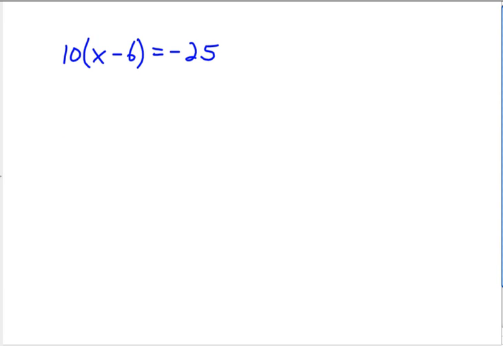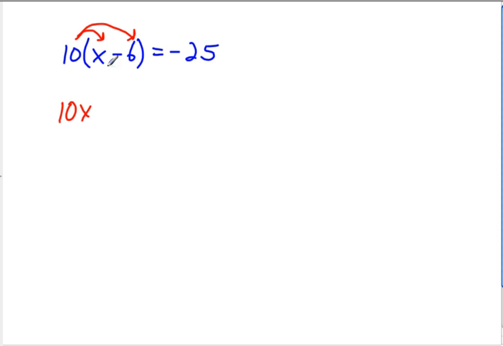So now we have a similar situation. This 10 needs to be distributed to the x minus 6 before we can start eliminating the 6 and the 10. So first of all, we're going to distribute this 10 to both items. So 10 times x is 10x.